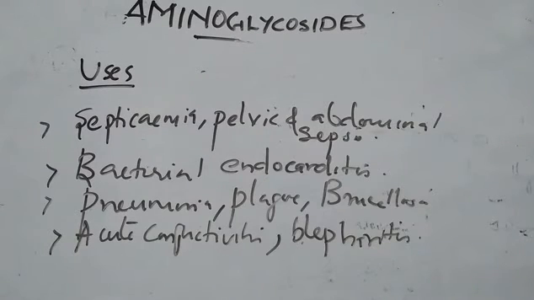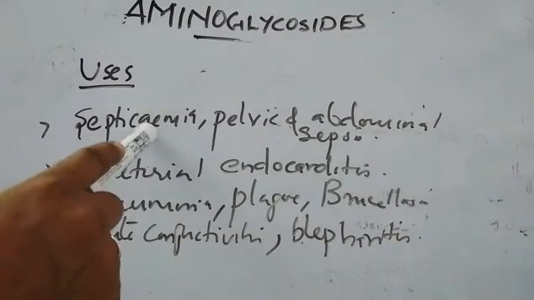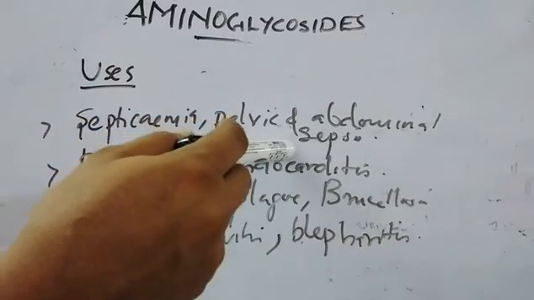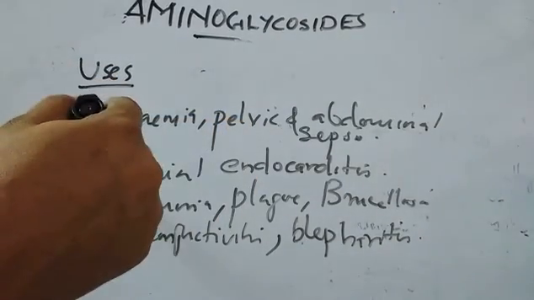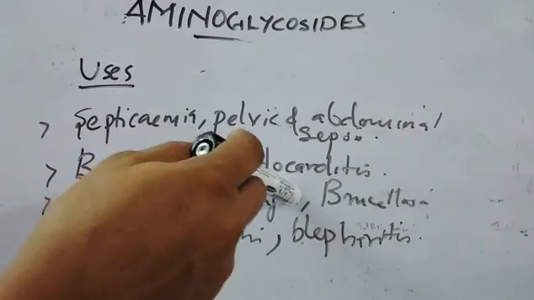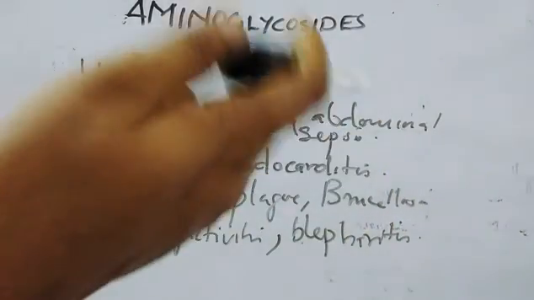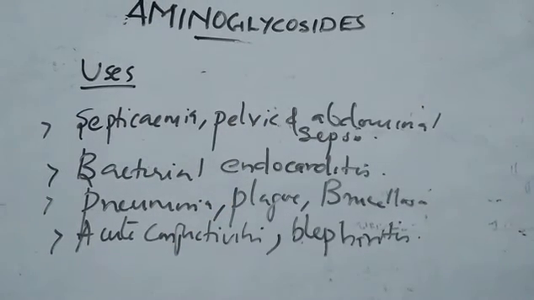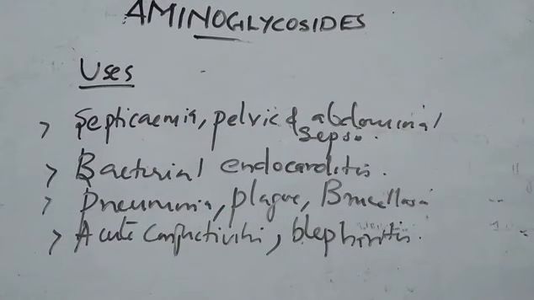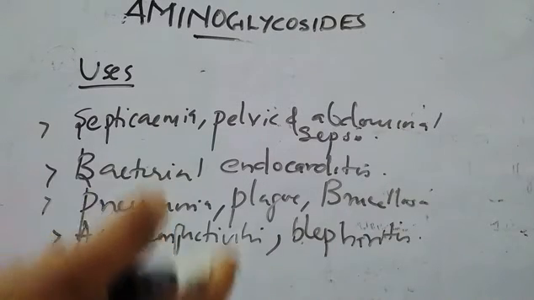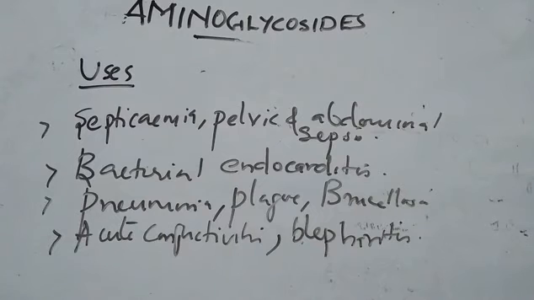Now the uses of aminoglycosides. They can be used in septicemia, pelvic as well as abdominal sepsis, bacterial endocarditis, pneumonia, plague, brucellosis, acute conjunctivitis as well as phlebitis. In all these conditions we can use aminoglycosides.